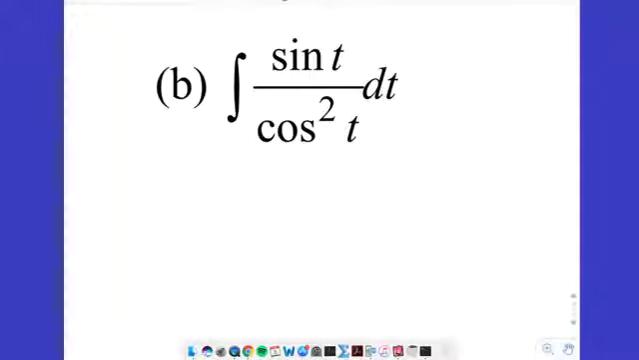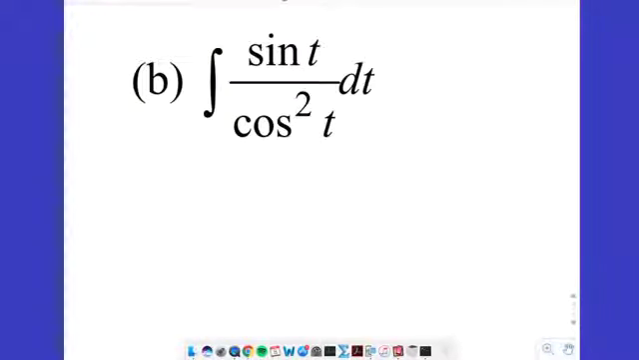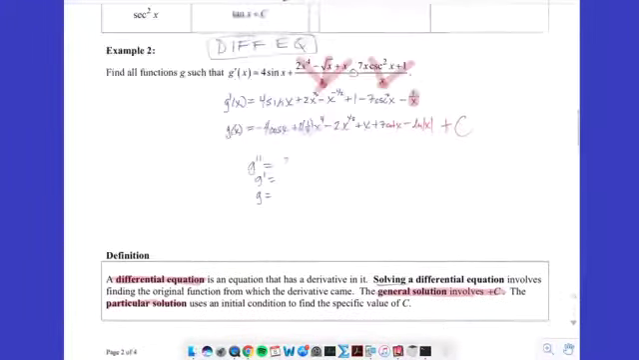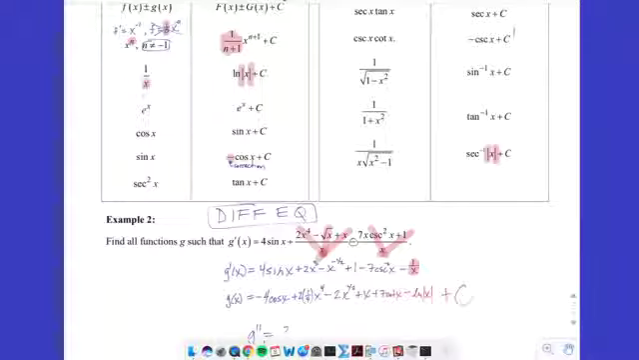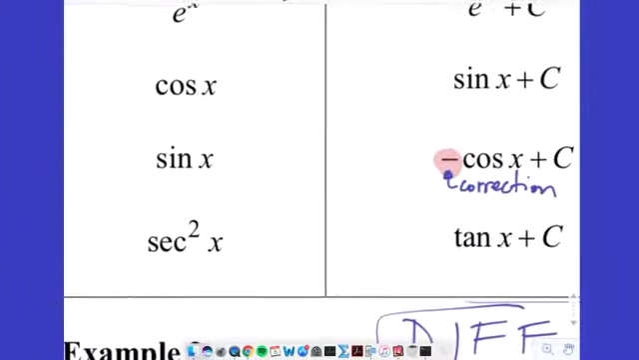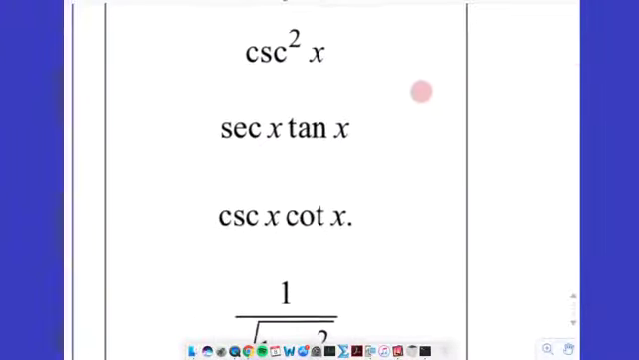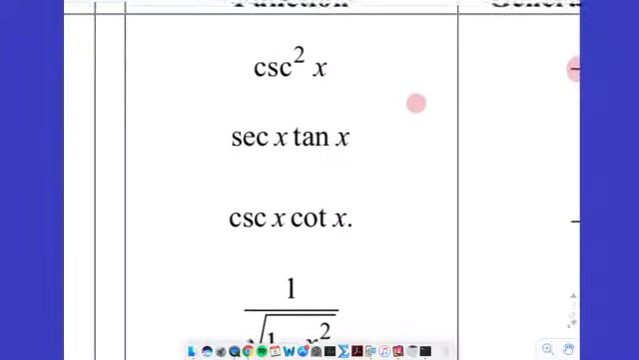Trial and error is really kind of the only way to go about doing it. But if it has trig in it, we're probably going to manipulate that into something that is a known trig derivative. So if you come back up here, we're trying to make it either look like a cosine, a sine, a secant squared, a cosecant squared, a secant tangent, or a cosecant cotangent.